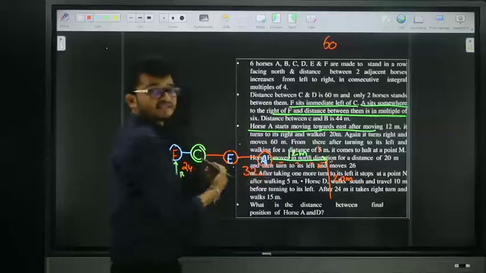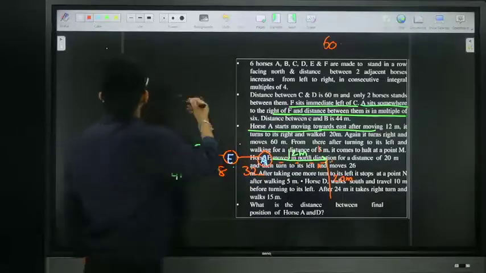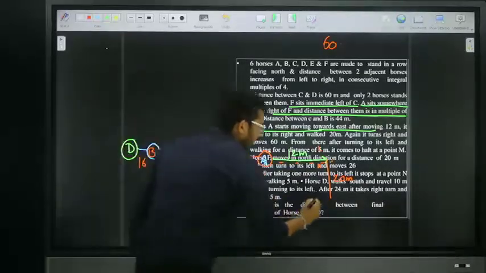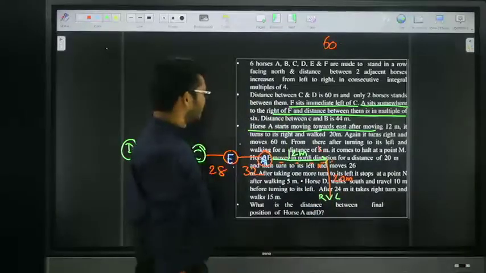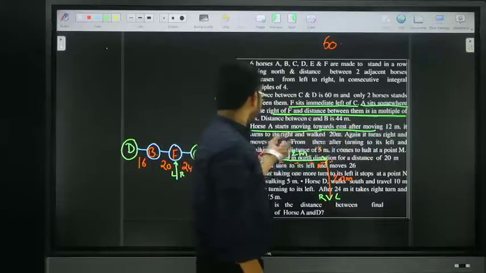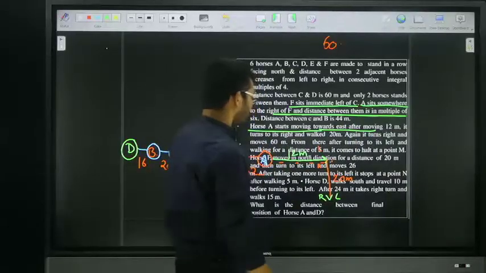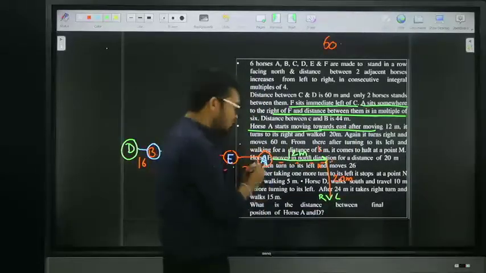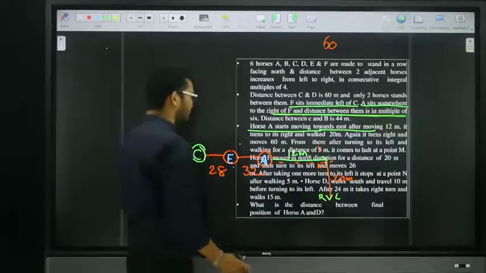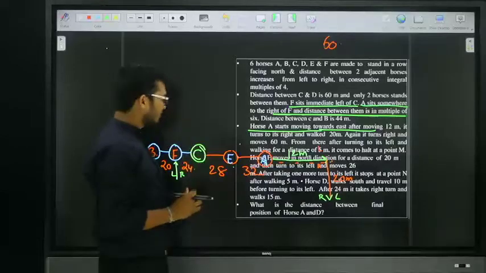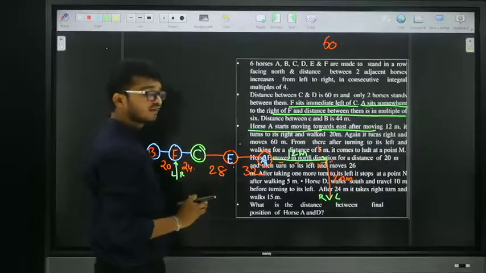Now it is facing south. Facing south, this one is the left hand and this one is the right hand. After that 20 meters, again it turns right and moves for 60 meters. Friends, up to here, this one is 12, then this one is 32, so the total is 44. 44 means the remaining requirement is what?